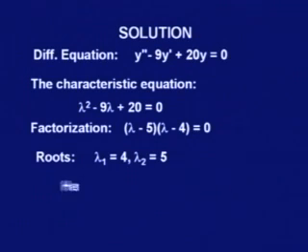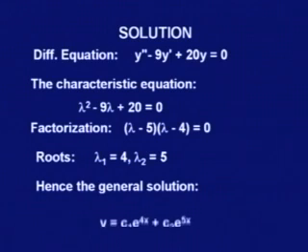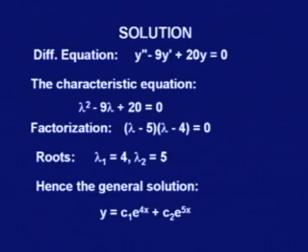What will be the general solution? The general solution would be C1 e to the power 4 x plus C2 times e to the power 5 x. So, what we have got: the general solution of the differential equation y double dash minus 9 y dash plus 20 y is equal to 0 is C1 e to the power 4 x plus C2 e to the power 5 x. Let us do one more example.